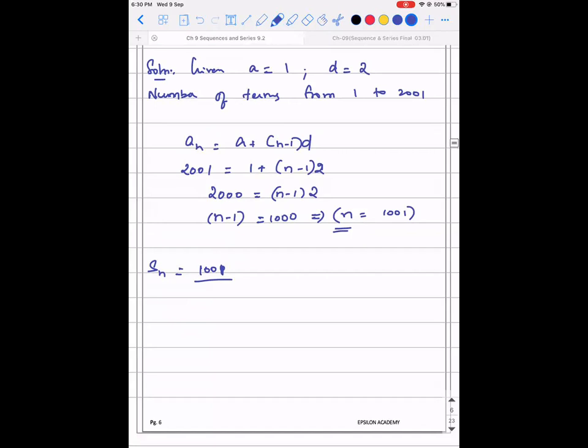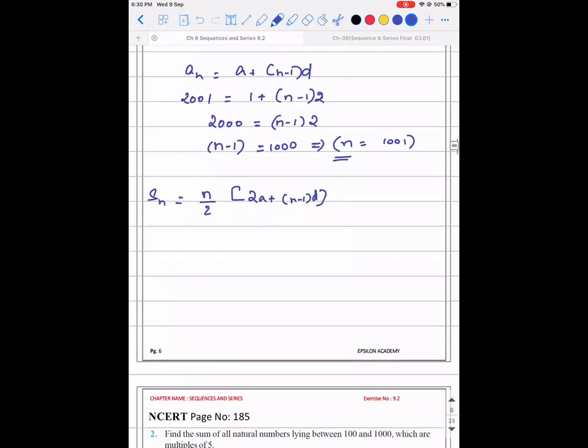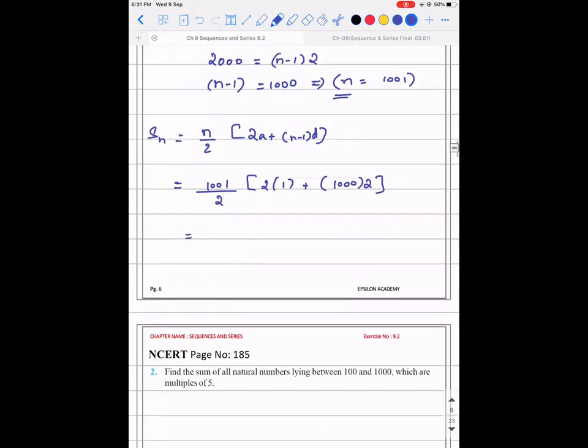Okay. So I'll write the formula. n by 2 into 2a plus n minus 1 into d. So n by 2 is 1001 divided by 2 into a is 1 plus 1001 minus 1 is 1000 into d, which is 2. So 1001 divided by 2 into, how much is this, guys? 2000 plus 2, 2002. So it is 1001 square.